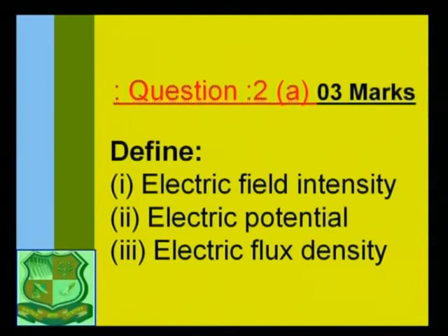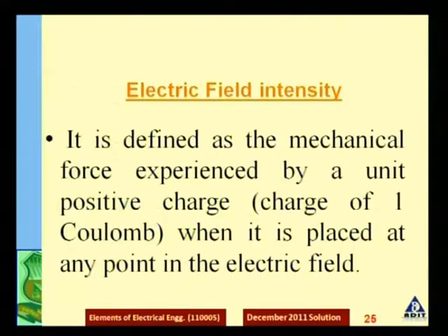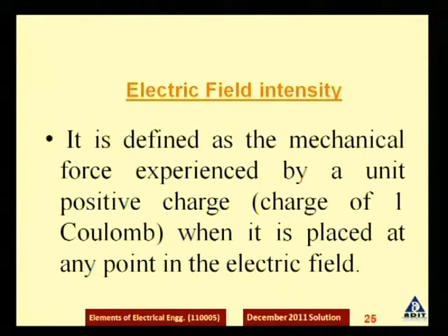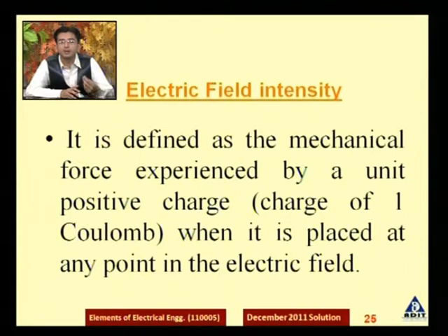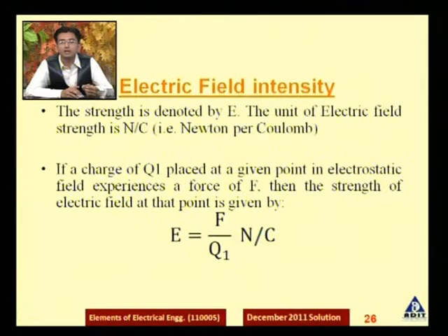First of all, we will define what electric field intensity is. Electric field intensity is defined as the mechanical force experienced by a unit positive charge, let's say a charge of 1 coulomb, when it is placed at any point in the electric field. The electric field intensity is denoted by E, and the unit is Newton per coulomb. So E is nothing but force per charge.